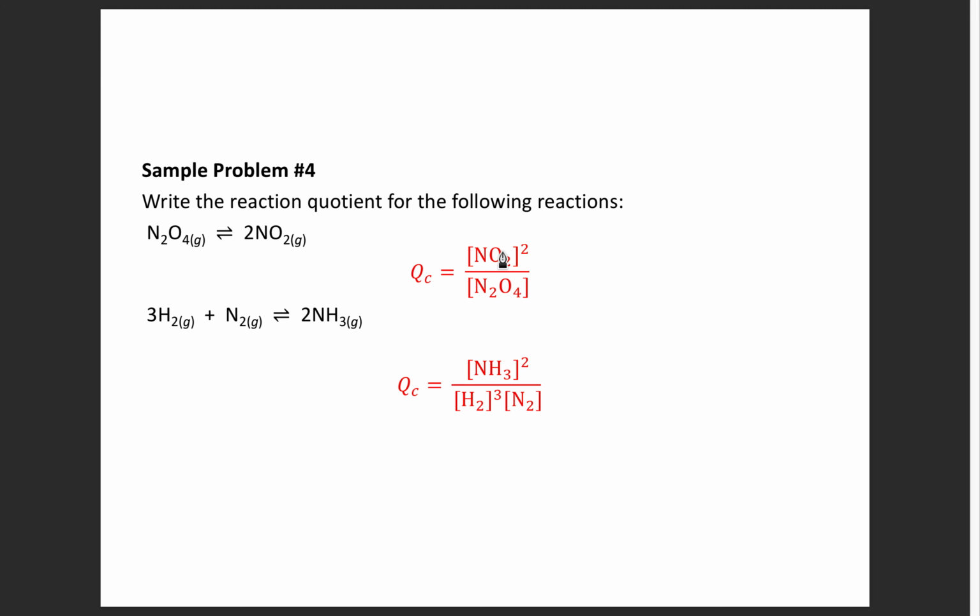And if you have some values, you can plug them in and just solve. Down here, we have the same kind of situation. Here, look, we have different coefficients. It's a 3 to 1 to 2 ratio here. Now it's always products over reactants, so let's take a look at the product side.